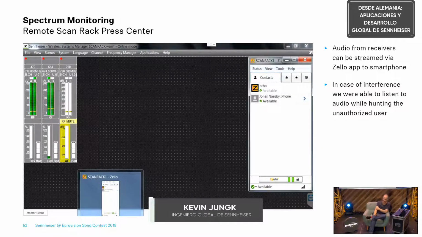Then I send the audio I receive from this receiver, from this signal in the air, to a walkie-talkie app on my phone. And while I'm running to that venue, I can listen to the audio of that channel and hear what's happening on my phone.